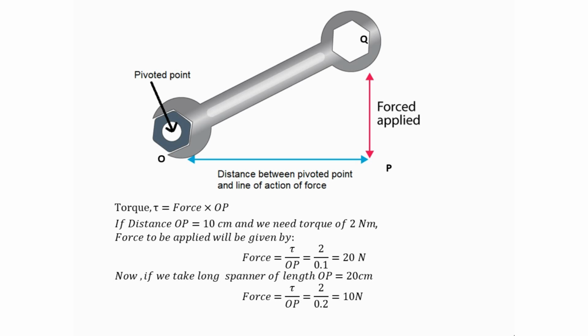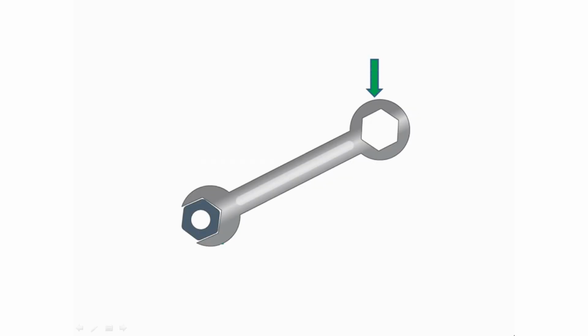Now if we take a long spanner such that length OP is equal to 20 centimeter, the force required will be F is equal to tau upon OP, that is equal to 2 upon 0.2 meter, which is equal to 10 Newton. Thus we can see if we increase the distance between the line of action of force and the pivoted point, the force required will be less. Hence we apply force at the farthest end from the pivoted point, not near the pivoted point.